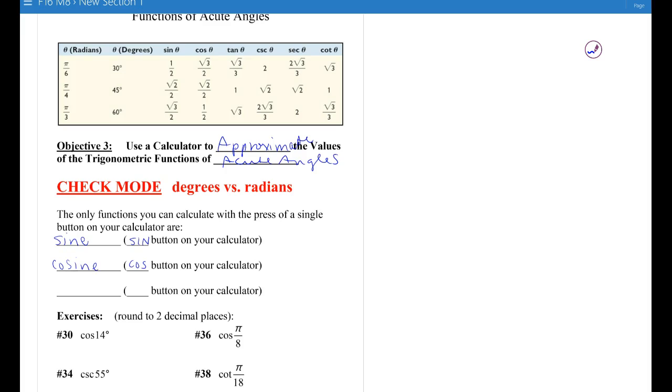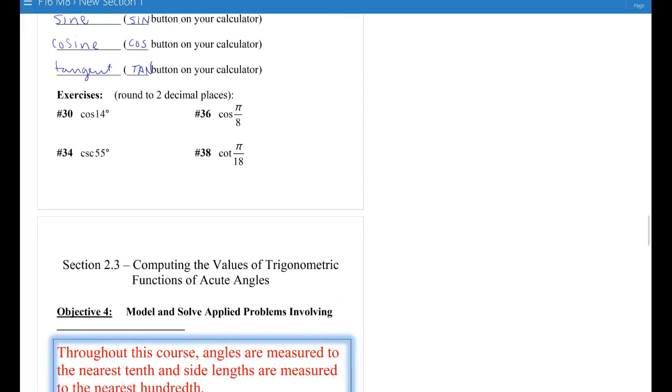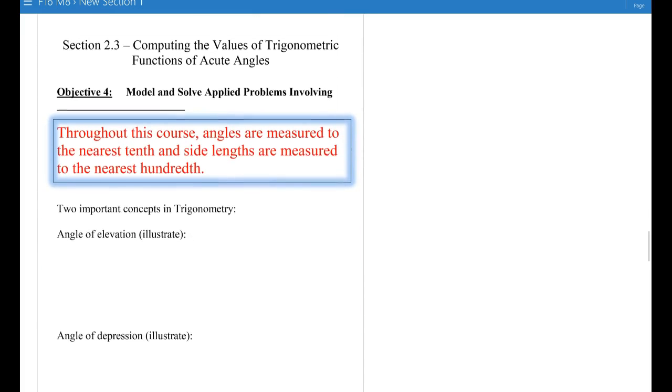Cosine, the button will say COS. And tangent, the button says TAN. The other 3 functions we have to find by knowing that they're reciprocals. There are no buttons for those on the calculator. So we'll do these exercises in class together, so make sure and bring your calculator.